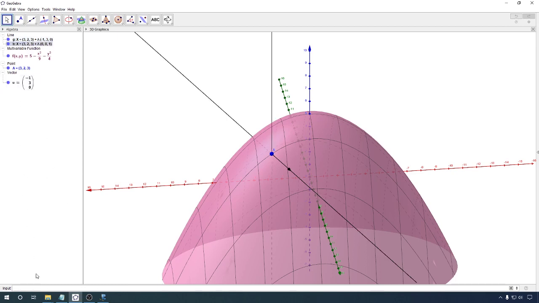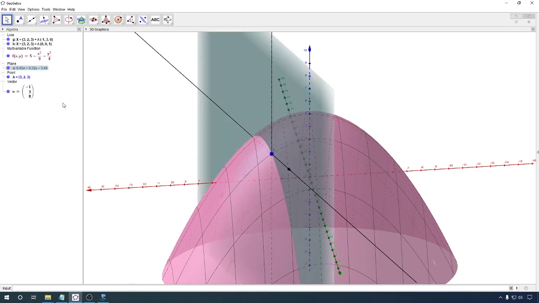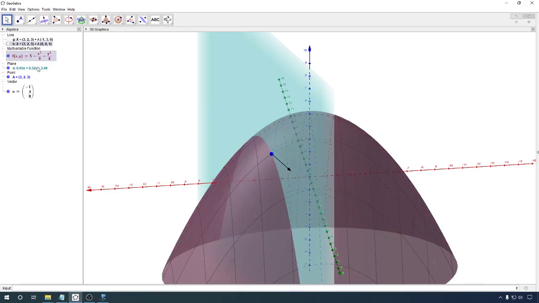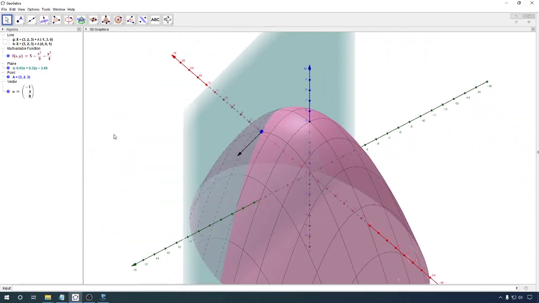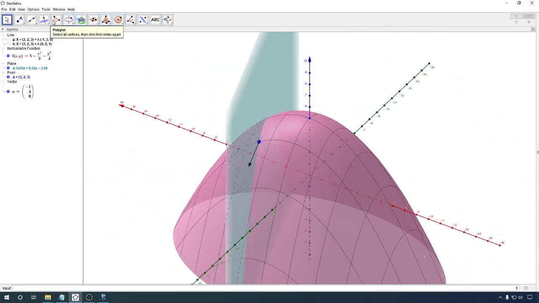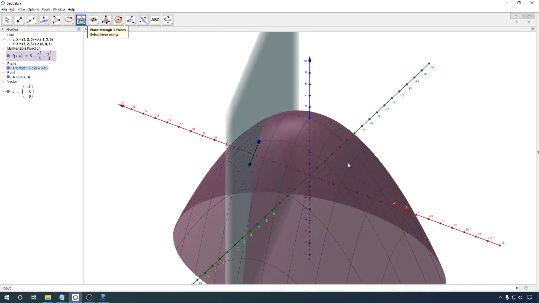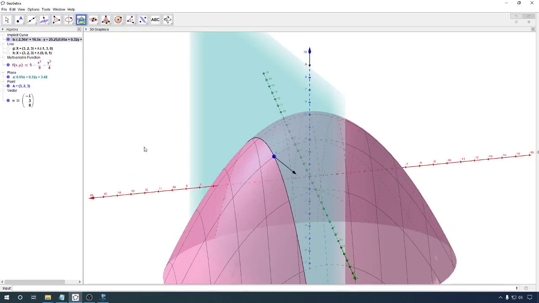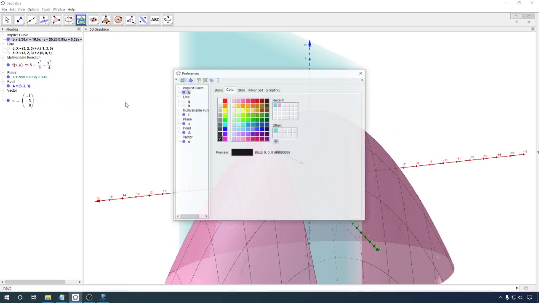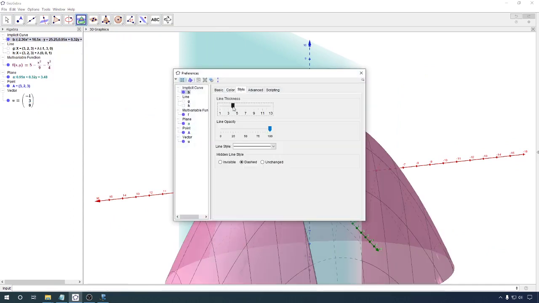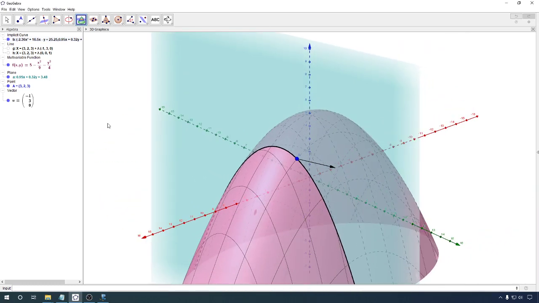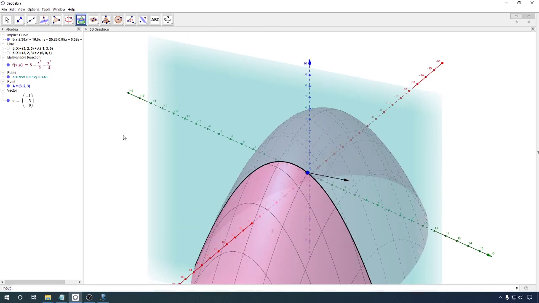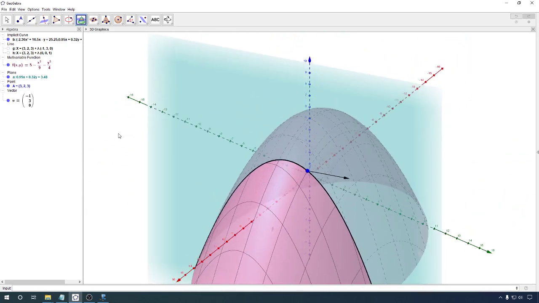And I can then go ahead and use those two lines to give myself a plane. So I have this plane through that point, a vertical plane that cuts through my surface. And that plane intersects my surface in a curve. Let's make that a little bit darker so you can see it better. So we have this curve, and that curve is going to have some derivative. And we'd like to know, can we find out what that derivative is?